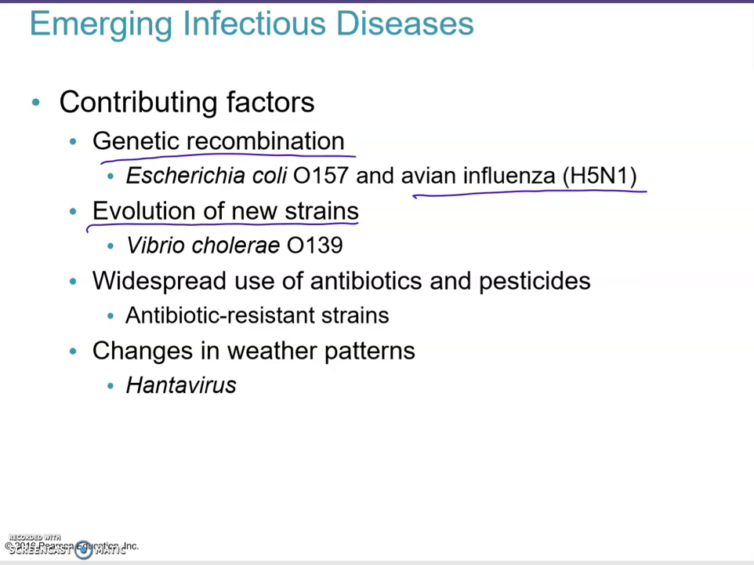Continuing here with factors that contribute to the emerging of new infectious diseases. So we already mentioned new strains, mutated strains. Here's another example given, Vibrio cholerae O139. One big thing about changes in bacteria that make them multi-drug resistant. So the widespread use of antibiotics and pesticides has caused much resistance. So now we have these antibiotic resistant strains.